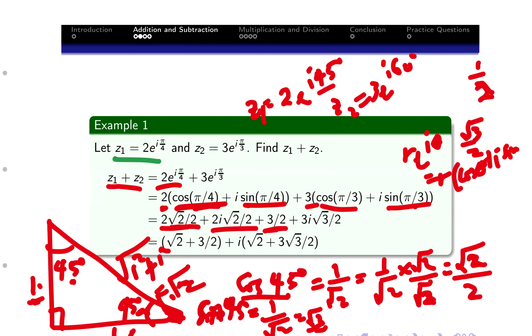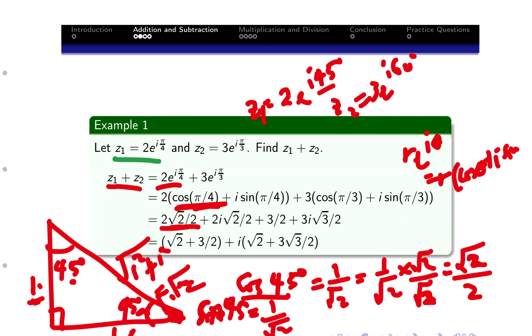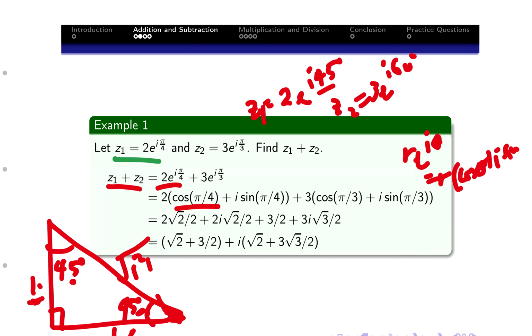Okay, so at this point, we can now add, we add component by component, real to real, complex to complex. Don't forget, this is root 2. So real to real now, of course, you see these 2 cancel these 2. What else cancels? This 2 also cancels these 2. So you have root 2 left. So root 2 plus 3 over 2, that's the real part. For the imaginary part, you have i root 2. So you have i outside, root 2 plus 3 root 3 over 2. And that is all you can do as far as addition is concerned. So it's just adding real to real and complex to complex, basically.